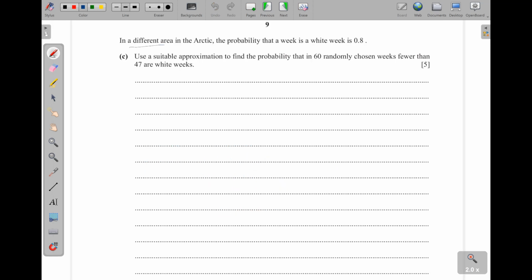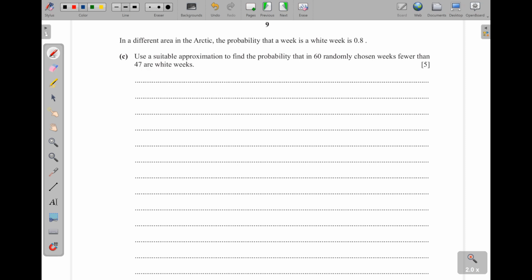That is that. In a different area in the Arctic, the probability that a week is a white week is 0.8. Use a suitable approximation to find the probability that in 60 randomly chosen weeks, fewer than 47 are white weeks. The moment you see this suitable approximation, then we are moving away from binomial and we are going to normal. Because if they say in 60 randomly chosen weeks, then n is known, so it is a binomial. But then fewer than 47, you are having something like this: so are you going to have probability of x is equal to 46, 45, 43, 42, and all of those up to 0?